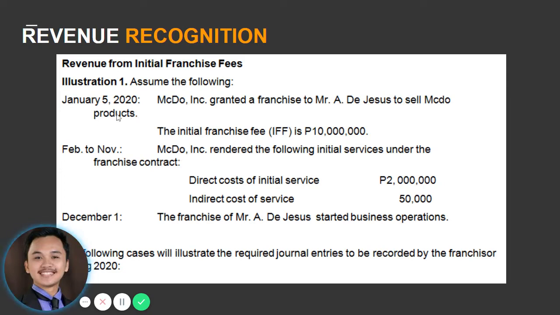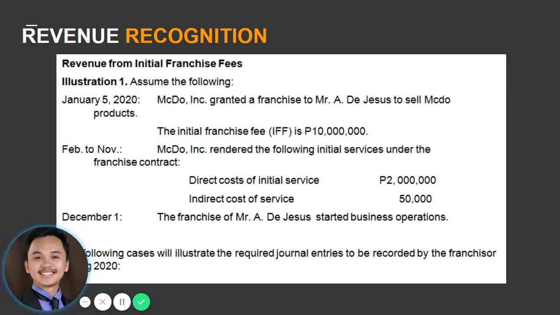So for example, we have here McDo Incorporated granted a franchise to Mr. A. De Jesus to sell McDo products. The initial franchise fee is 10 million, okay? But the problem is, when are we going to recognize gross profit from that 10 million? From February to November, McDo Incorporated rendered the following initial services under the franchise contract. It incurs 2 million direct cost of initial service and 50,000 indirect cost of service.